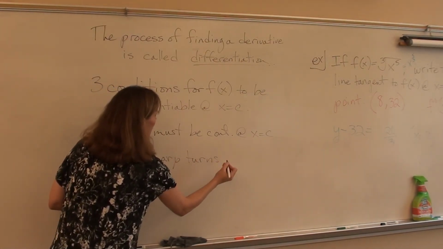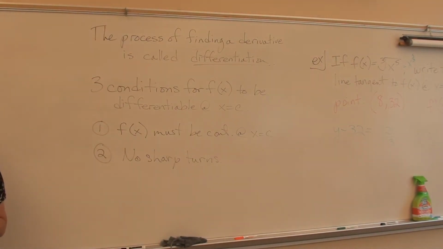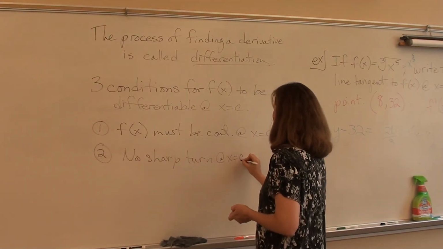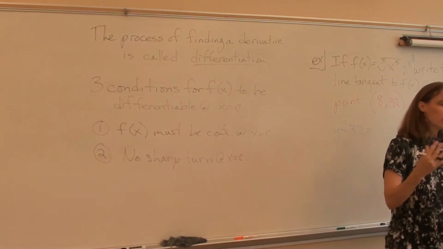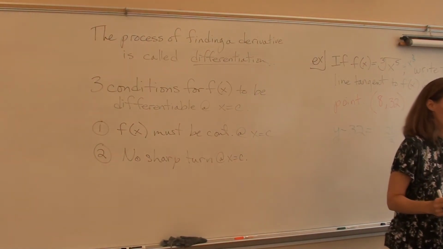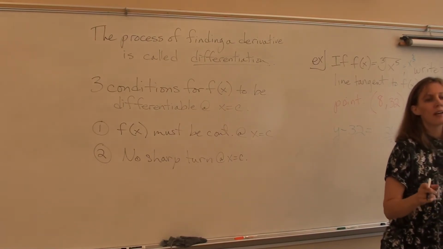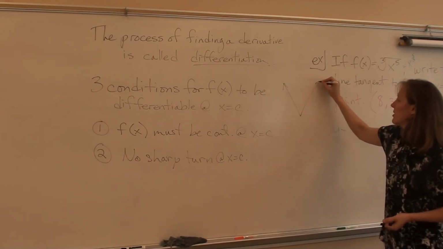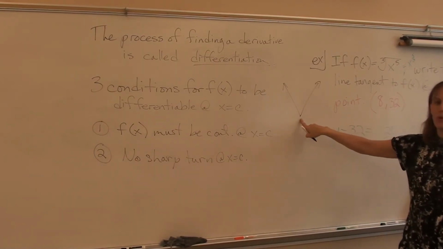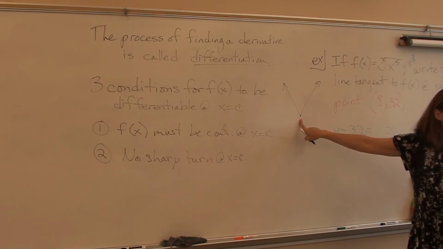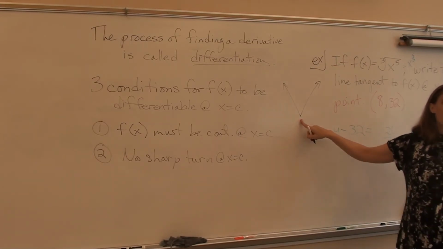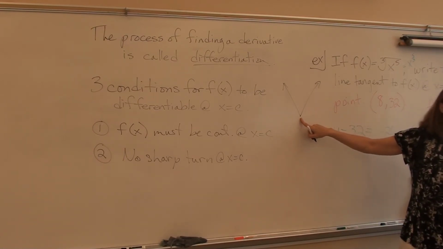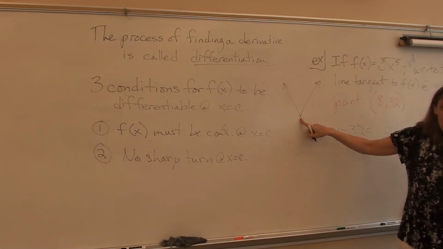The second condition in words is there can be no sharp turns at that point. Let's just say turn at x equals c. No sharp turn. Now, there's one function everyone always automatically thinks of that has a sharp turn. Absolute value of x at the vertex is not differentiable. Because if I were to draw absolute value of x and I said, hey, what's the slope at that point? What would you say? Not possible. Could I draw a line tangent that shares the same slope as the function at that point? No. There is no slope.